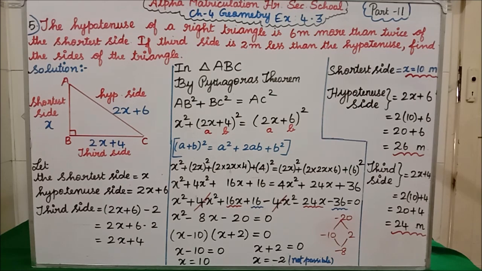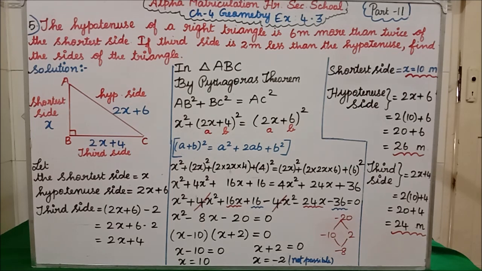Students, all of you clear? What is our shortest side? x. What is the third side? 2x plus 4. What is the hypotenuse? 2x plus 6. Okay, we now have the three side values, but we want to find the exact length in meters of the three sides. That is the question. Clear?